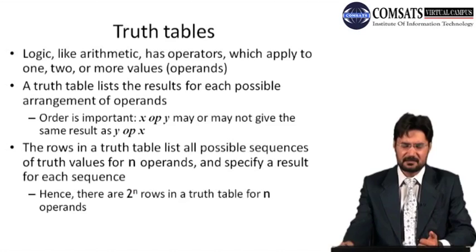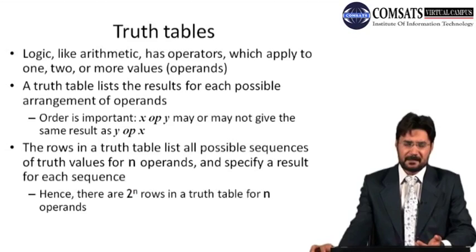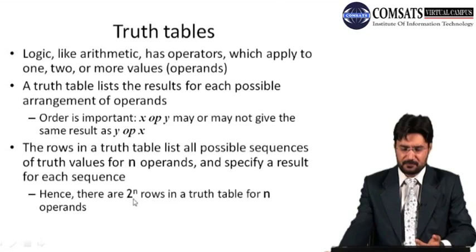Because we fixed in the beginning that propositional logic is based on true and false, we can only give this solution. Specify a result for each sequence, and then for sure if there are multiple operands, there will be a sequence as in X, Y, and then Y, X, so it can be different, and for that all possible results will be mentioned here. Hence there are 2 power n rows in the table for n operands. So if we have one operand, then there will be only 2 rows, because n is 1. If there are 2 operands, then the rows will be 4. So this is very easy to understand, that the rows will be 2 power n.